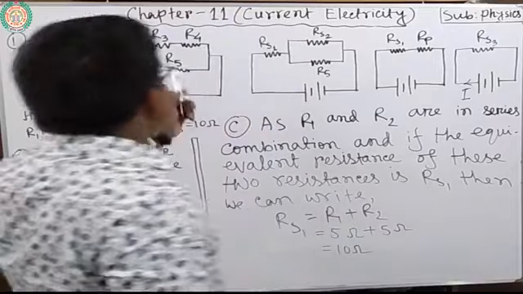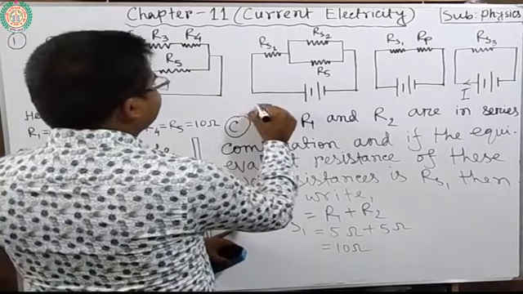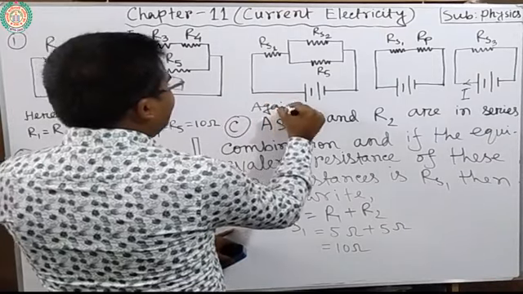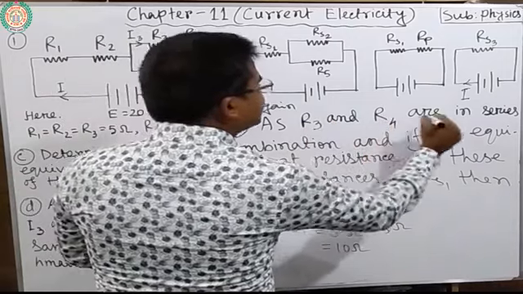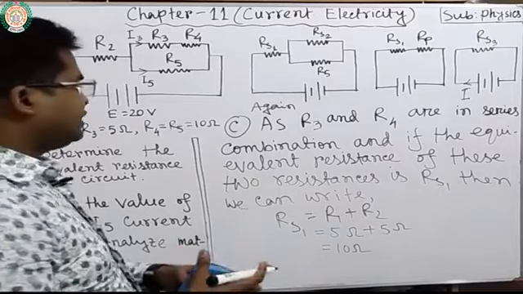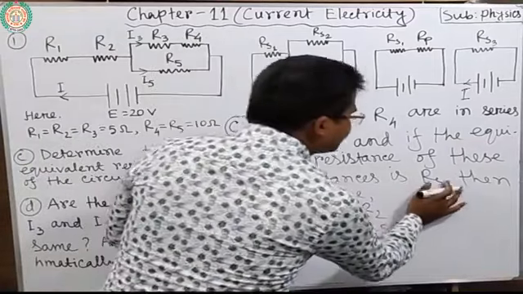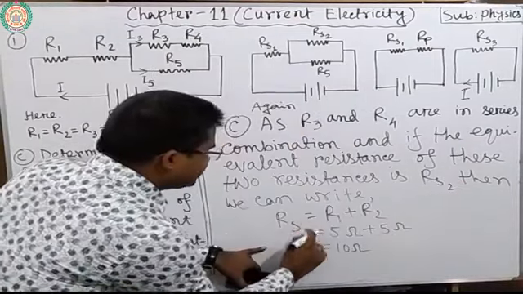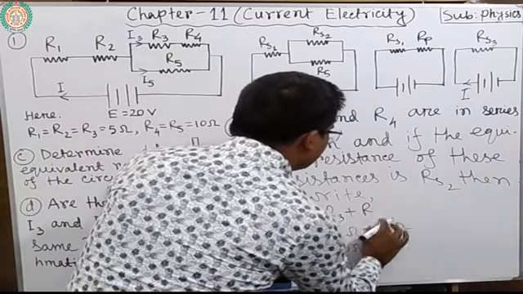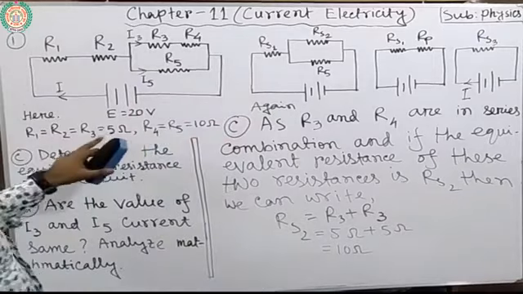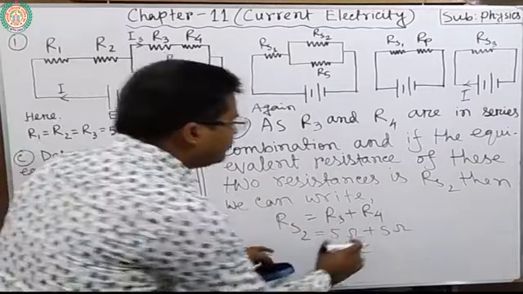Now we can determine the value of RS2. Again you can write that R3 and R4 are in series combination, and if the equivalent resistance of these two resistances is RS2, then we can write RS2 is equal to R3 plus R4. Dear students, the value of R3 is 5 and the value of R4 is 10.